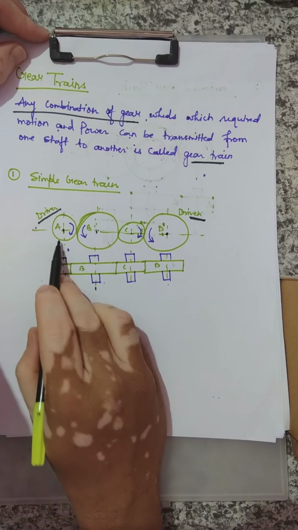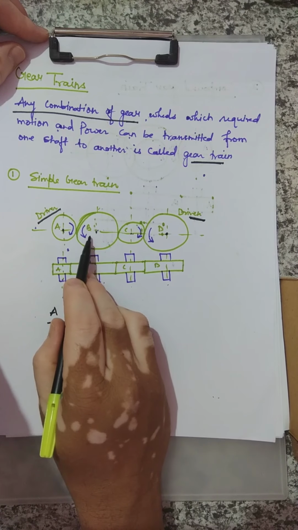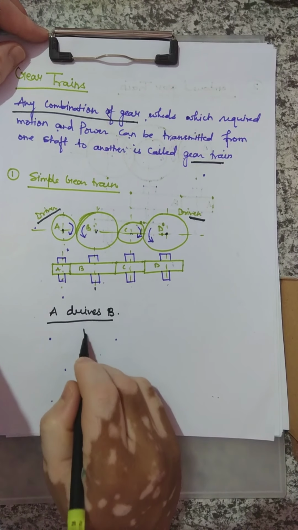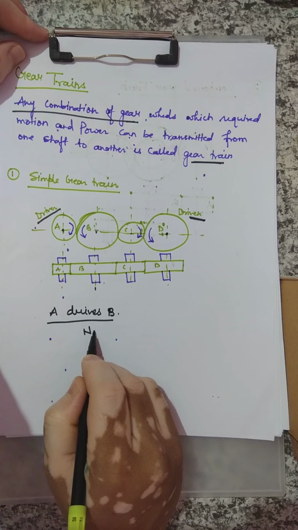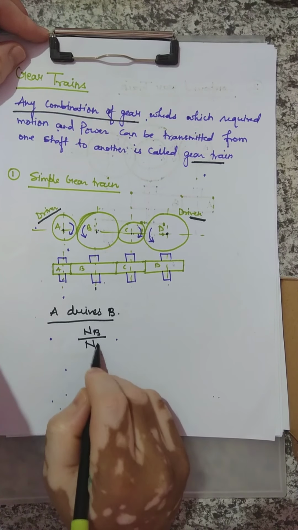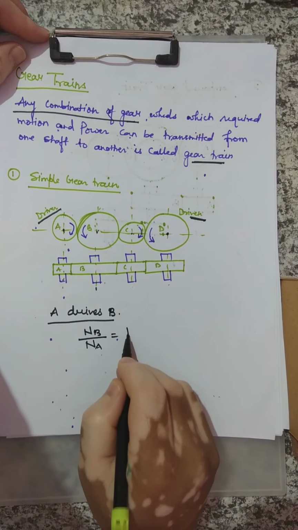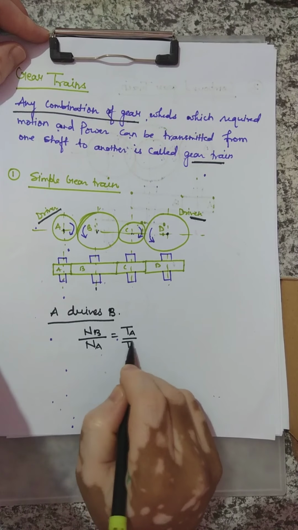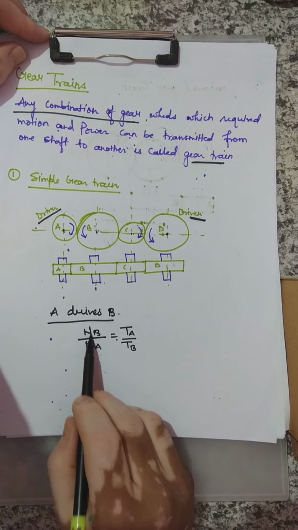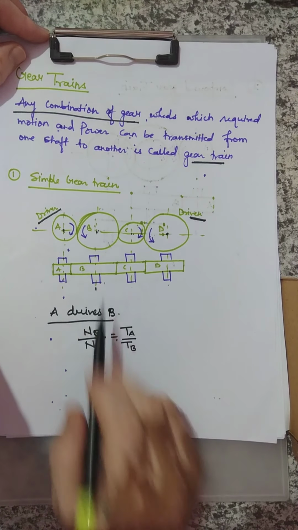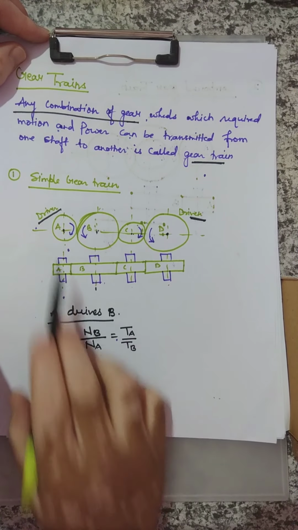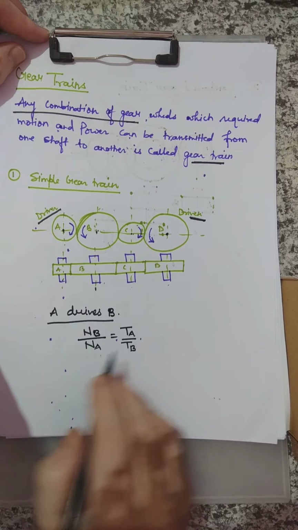So let us assume that A drives gear B. Then NB by NA is equal to TA by TB. This is the velocity ratio, and NB by NA means the RPM of B with respect to A is equal to TA by TB, that is, the number of teeth in A divided by the number of teeth in gear B.